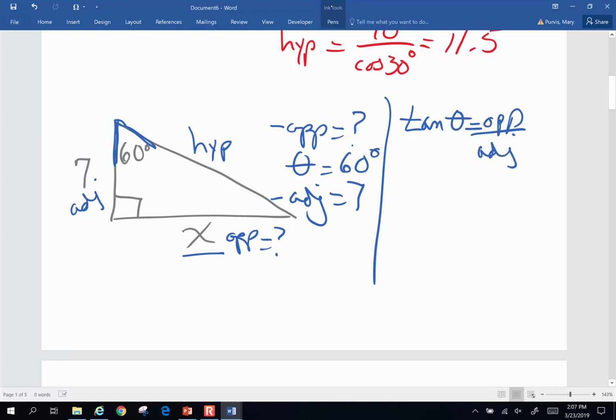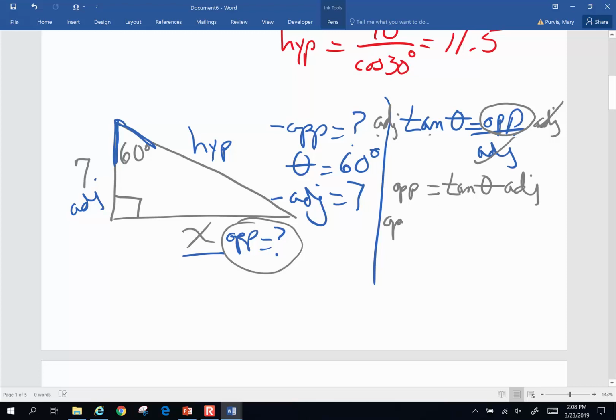And this time I'm going to do the algebra first just because I can. I'm solving for the opposite side. That's the thing I want to find. So to do that, I've got to get this alone on one side of the equation. I'm going to multiply both sides by adjacent. That will cancel adjacent, and I'm just going to flip them. So opposite is going to be equal to tangent of the angle times the adjacent side.